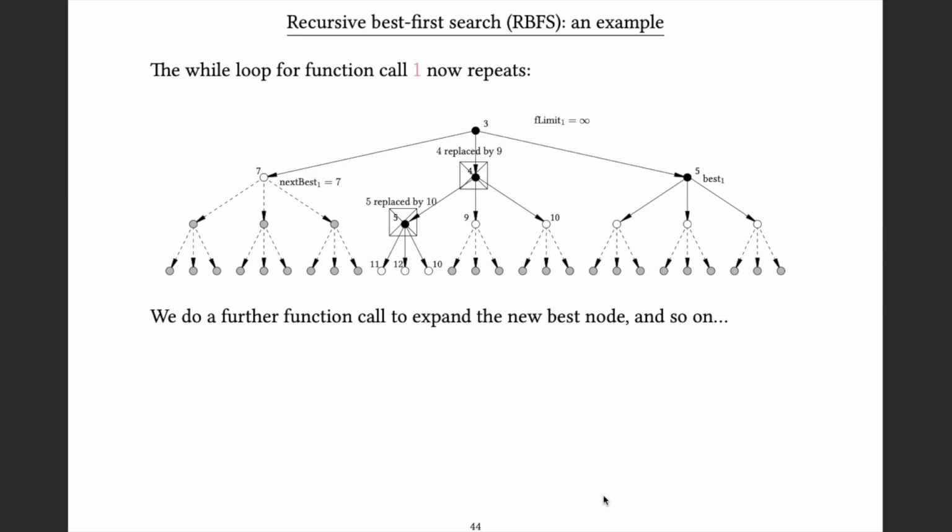We're now back into the while loop in the original call to RBFS, but having replaced the f cost of the middle child of the root by a 9, we now have that the best node under the root has a value of 5 and the next best has a value of 7. And at this point we haven't gone beyond the original f limit of infinity, so now we go down into the right hand subtree and explore down there.